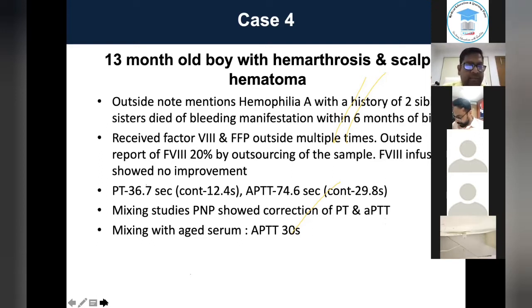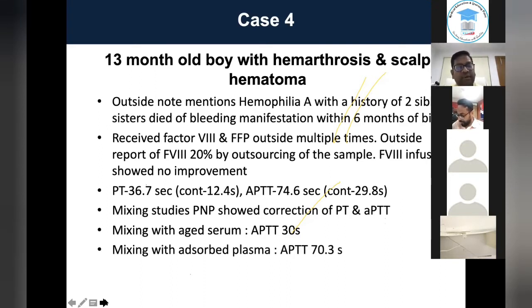So we did some additional experimentation in the mixing study, that is AH serum, where APTT was 30 seconds. That means there is a correction with the AH serum. For your knowledge, AH serum is deficient in factor 8 and factor 5. We did a correction with adsorbed plasma. Adsorbed plasma correction shows there is no correction because APTT is still prolonged, that is 70.3 seconds.